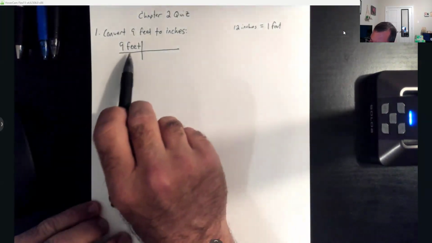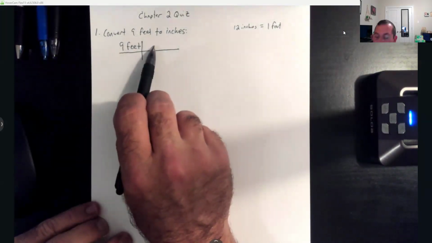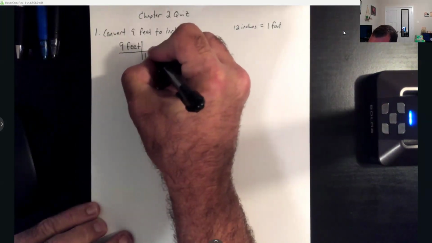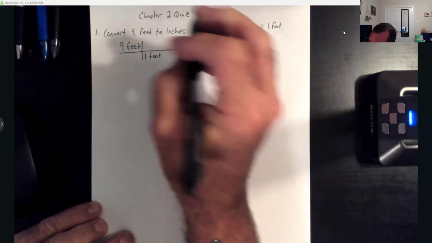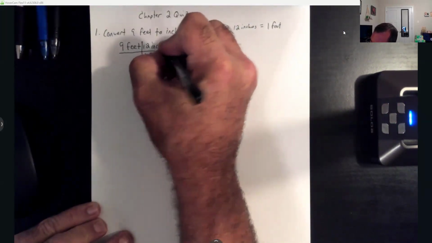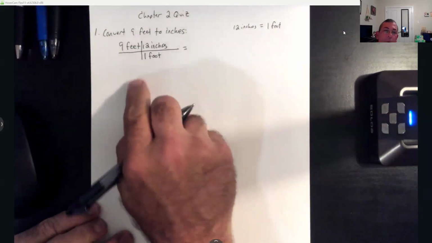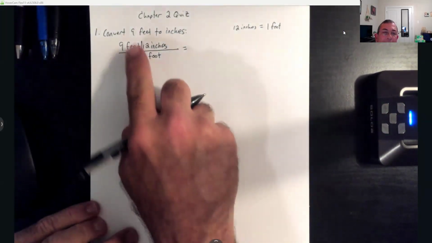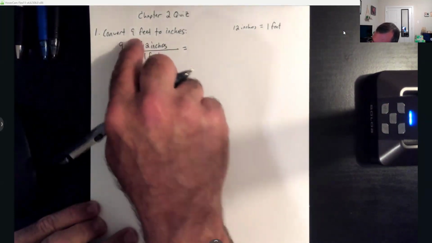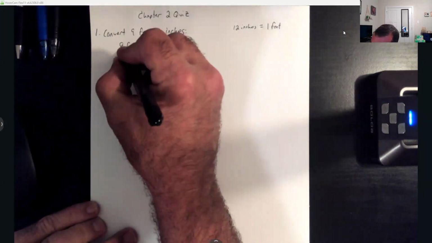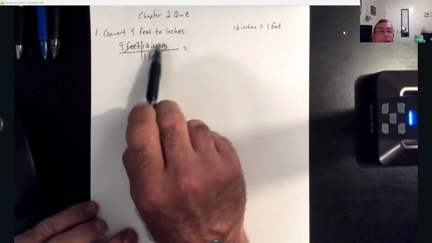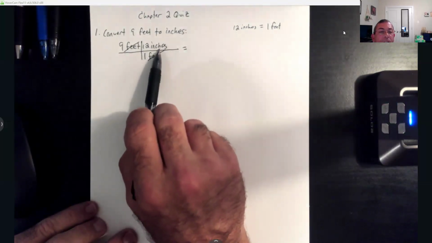So since I want to get rid of feet and turn them into inches, I come down here and I'll say 1 foot equals 12 inches. This is what you call dimensional analysis. By setting them up this way, since we want to end up with inches, notice that the feet cancel out. So all that's left is your inches.